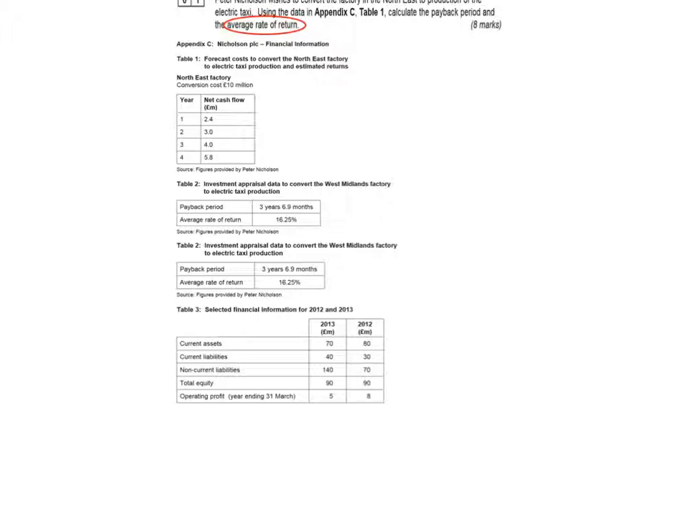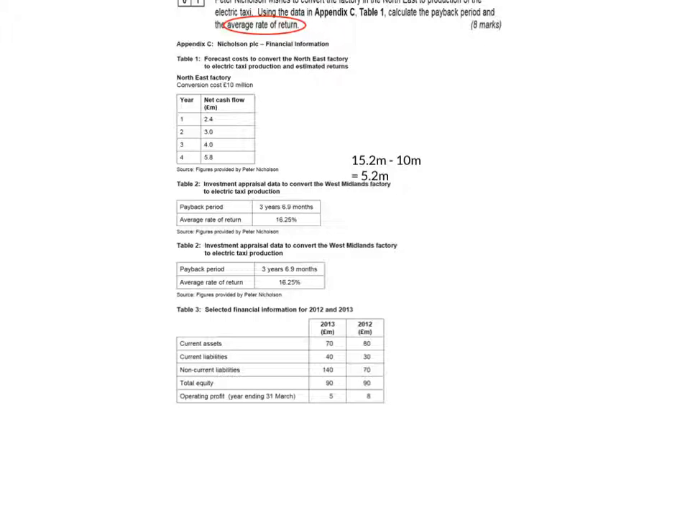So what you do to start off with, you calculate the profit. So if you do your 2.4 million, if we see just here, added onto your 3 million, added to your 4 million and your 5.8 million, and you'll get 15.2 million. However, don't forget, you've got also your conversion cost of 10 million. So you subtract that from 15.2 million and you'll get a return of 5.2 million from this investment.